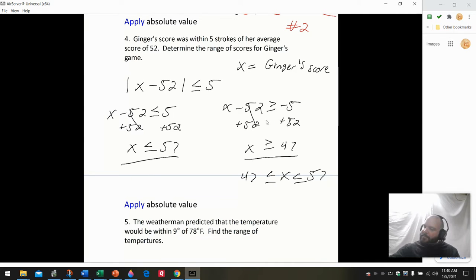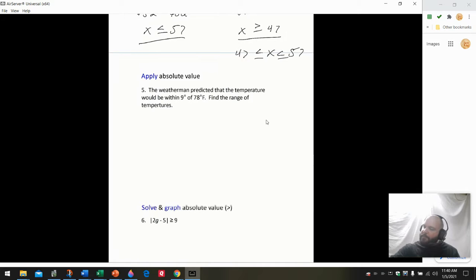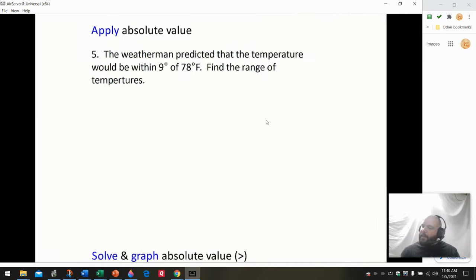Okay, so number 5 is going to be solved very similarly. It says the weatherman predicted that the temperature would be within 9 degrees of 78 degrees Fahrenheit. It says find the range of temperatures. So the first thing that we're going to do is we're going to call x the actual temperature, because we don't know what the temperature is, but we do know that the temperature is within 9 degrees of 78. So then I'm going to set up my inequality.